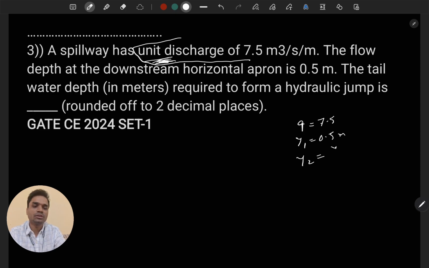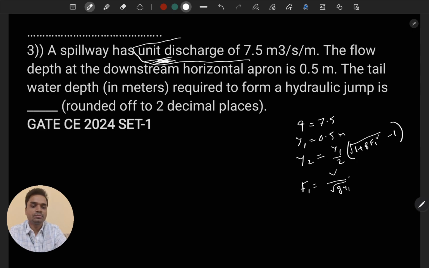Y2 means what? Y2 is equal to y1 by 2 into root under 1 plus 8 F1 square minus 1. That's it. Another term is F1. You know y1, you know everything. That's the one term you don't know. This is F1. F1 is the Froude number. Froude number means what? V by root g into y1.